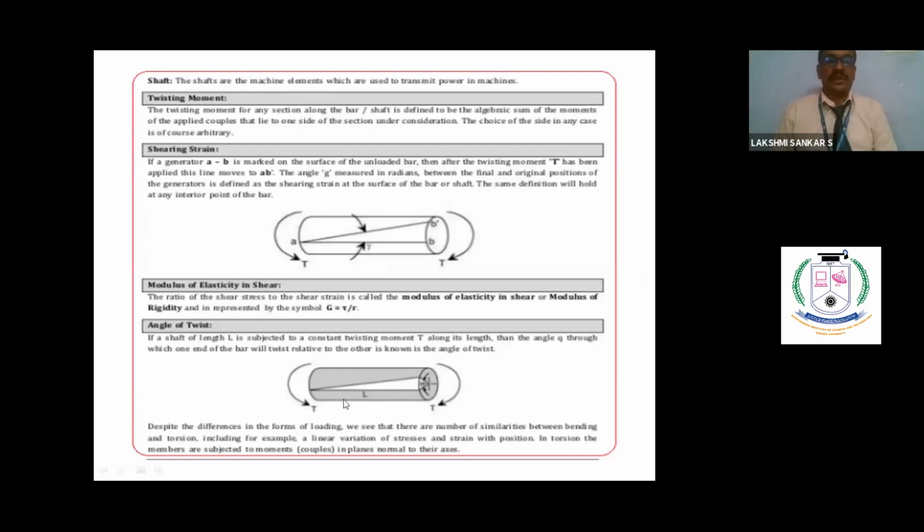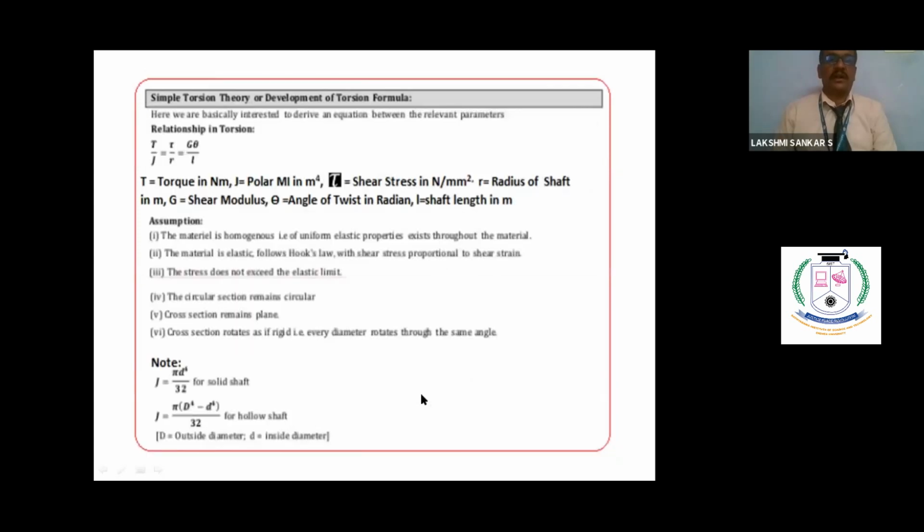Angle of twist, if you see here. How the thing is being twisted, what is the angle being twisted? That is called the angle of twist. Okay, so this is a simple torsion equation: T by J equal to tau by R equal to G theta divided by L.